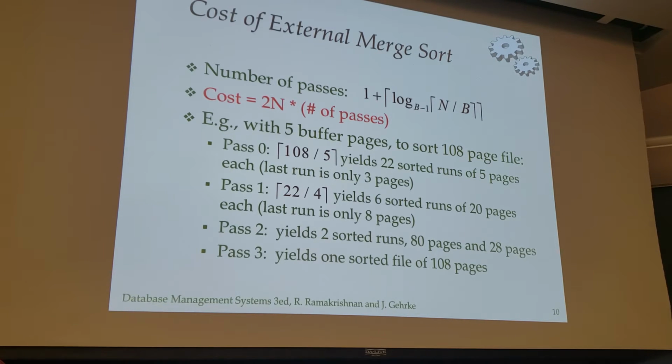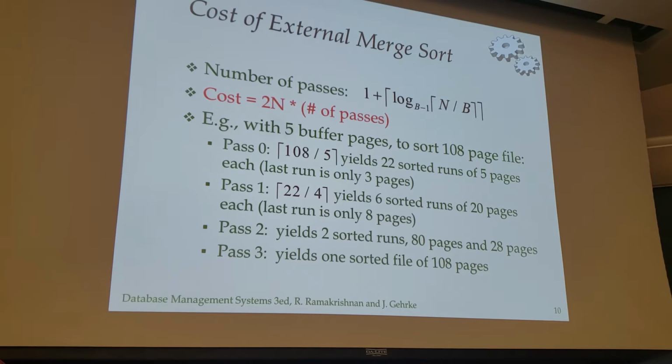So what happens on this? What do you do in pass 0? Well, you've got B buffers, and you're going to sort with B buffers. So we take 108, we divide by 5, and we take the ceiling of that. That's 108 divided by 5, a little more than 21, but less than 22. So that's going to give us 22 sorted runs, each of which is 5 pages long. Notice that the last run only has 3 pages in it, because 21 times 5 is 105, so the last run is only going to be 3 pages, but 22 runs of 5 pages, or a little bit less for the last one.